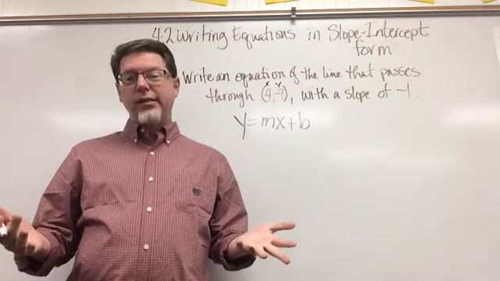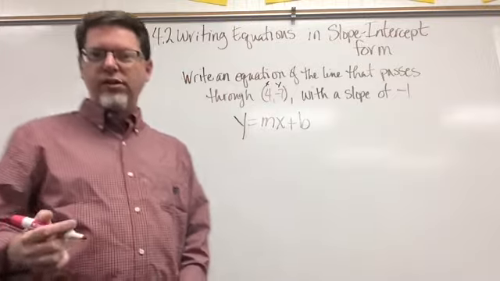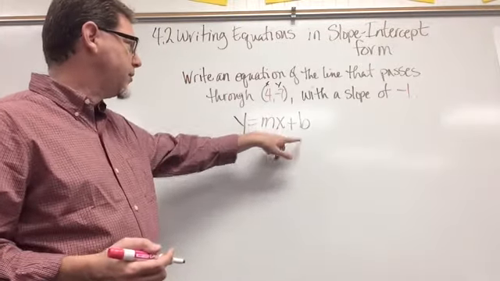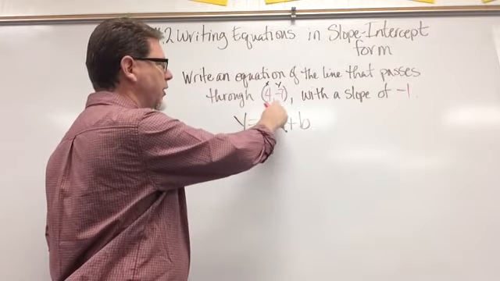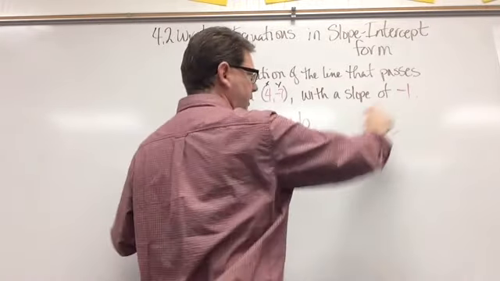So I'd like to do another quick example. Because it's new, we'll do another example of it. So we know y equals mx plus b. Sorry, let's read the question. Write an equation of a line that passes through (4, -7) with a slope of -1.